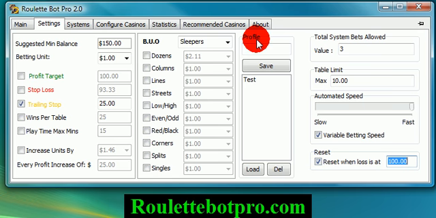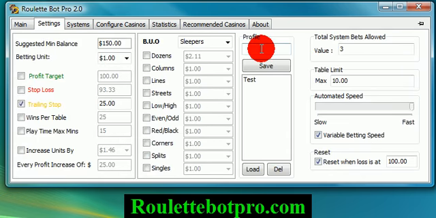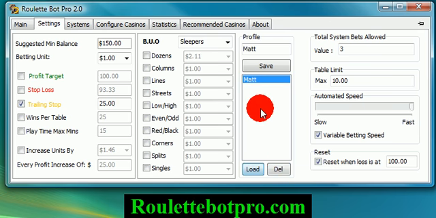Profile. Once you have entered in all your values in the Settings tab and in the Systems tab, which we will go over in another video, enter in a profile name and save. You can load it by highlighting and double-clicking, and you can delete it or highlight and click load.